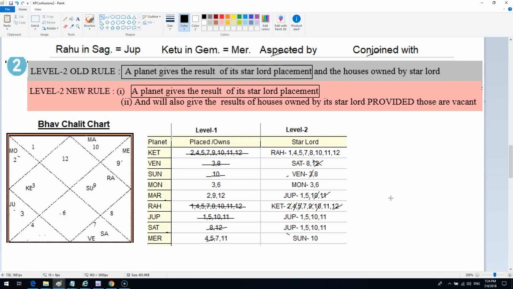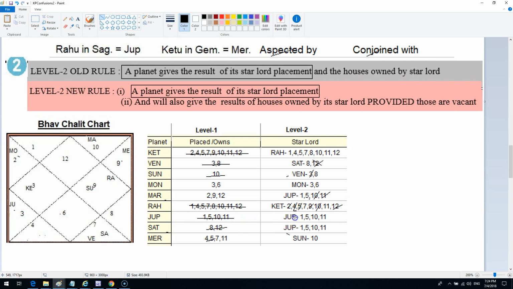So now eventually Rahu is only giving the result of the, I'm sorry, the fourth house we'll have to keep. Okay, I'm sorry about that. So it's going to give the result of the fourth house because Ketu is placed over there, and the seventh house because it is vacant and it is ruled by Mercury, and Ketu represents Mercury, and then the 11th house where the Mercury is. And now let's move on to Jupiter.